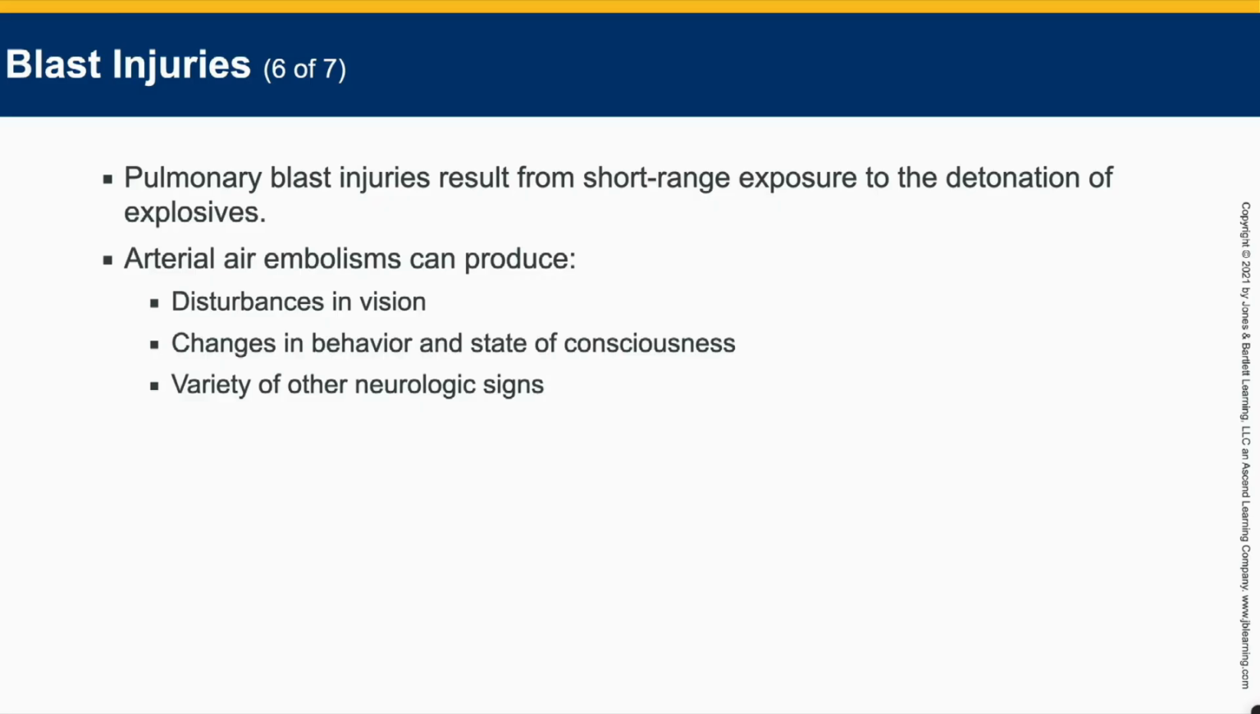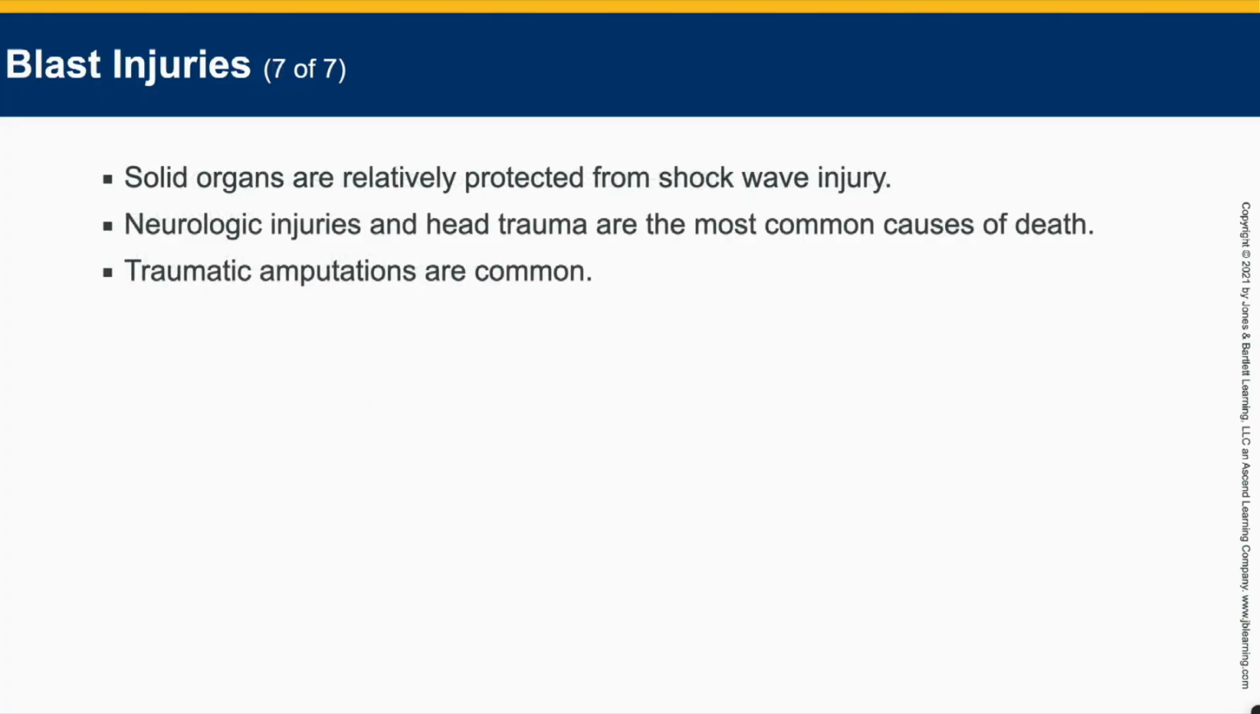Another major complication to be aware of is an arterial air embolus. This is when air enters the bloodstream and can travel to the brain, causing symptoms like vision changes, altered mental status, or other neurologic signs. So if you have a patient from a blast who starts showing sudden neurologic changes, this should absolutely be on your radar. All right, wrapping up blast injuries.